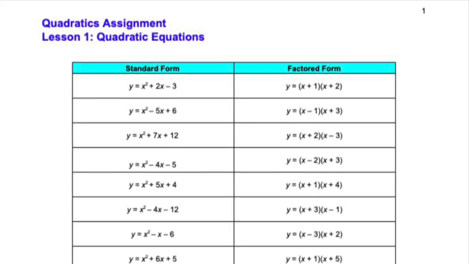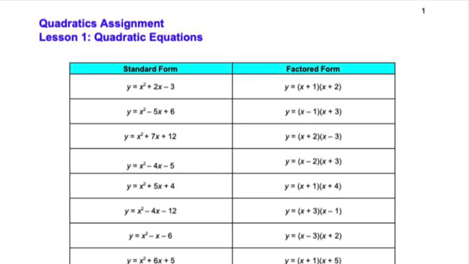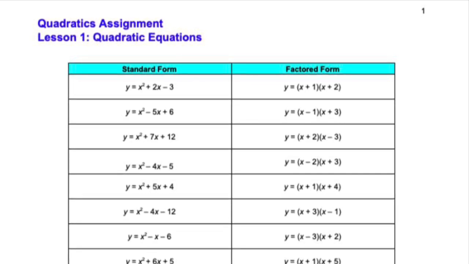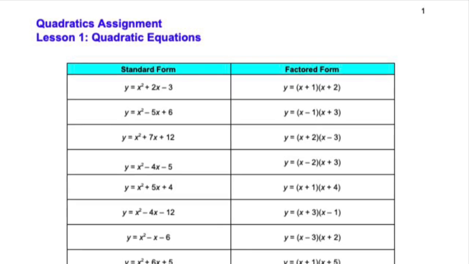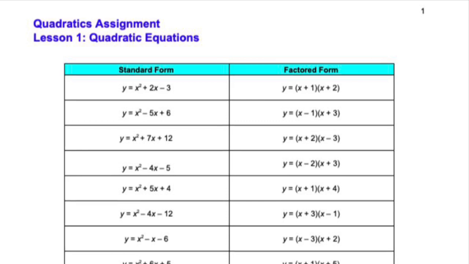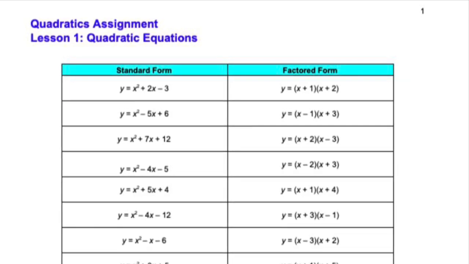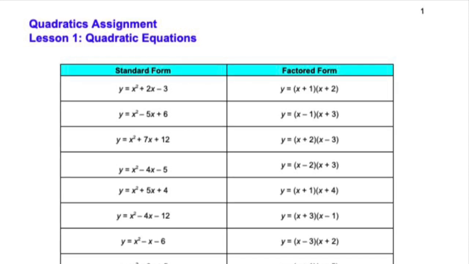Here is page 1 of assignment number 4, and I'm going to do one with you, and I'm going to leave the others for you to do today on your own. So what you're going to do is you're going to look at an equation in factored form, and first we're going to practice graphing in factored form. We're going to practice finding what the x-intercepts are by looking at the equation.